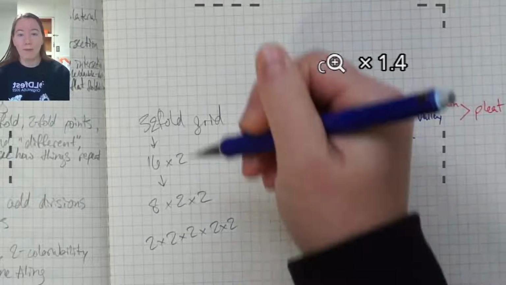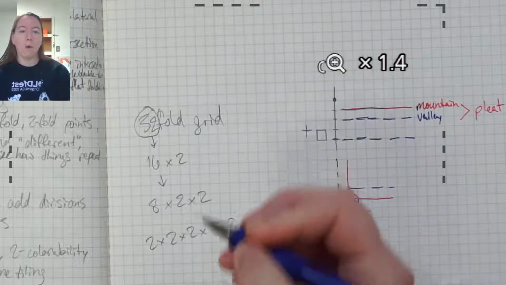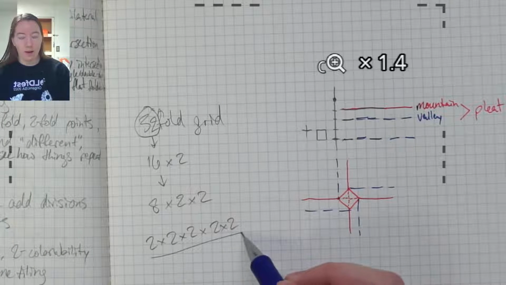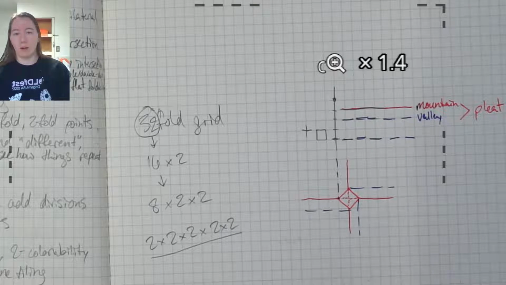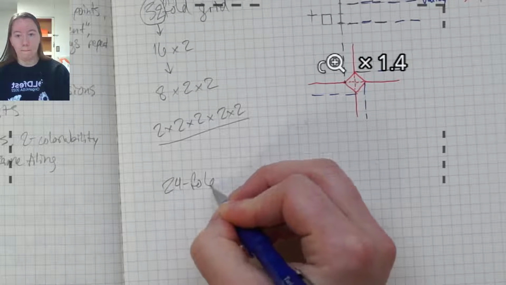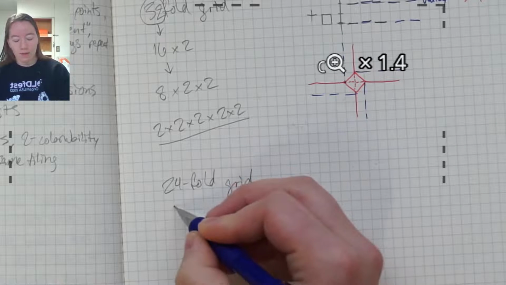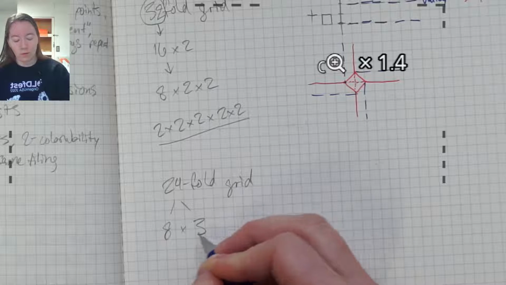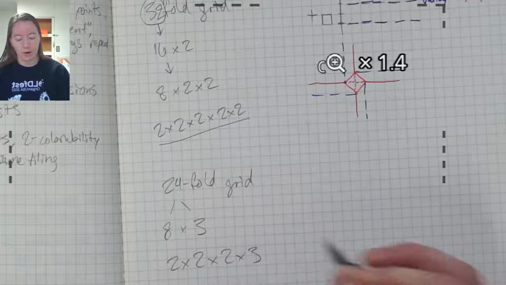And so whenever I have a finished target number, what I need to do to find what I need to fold is the prime factorization. So let's do this with another number, let's say 24. If I have a 24-fold grid that I'm aiming for, then that's going to be 8 times 3, or 2 times 2 times 2 times 3.